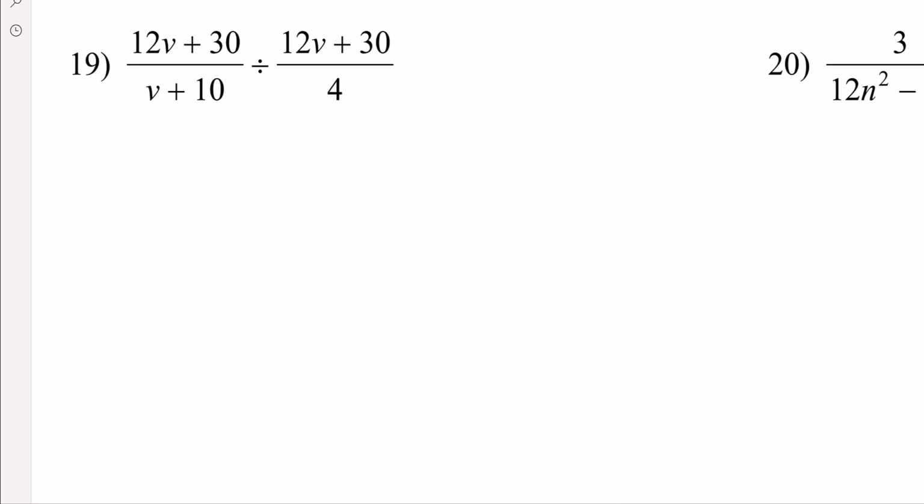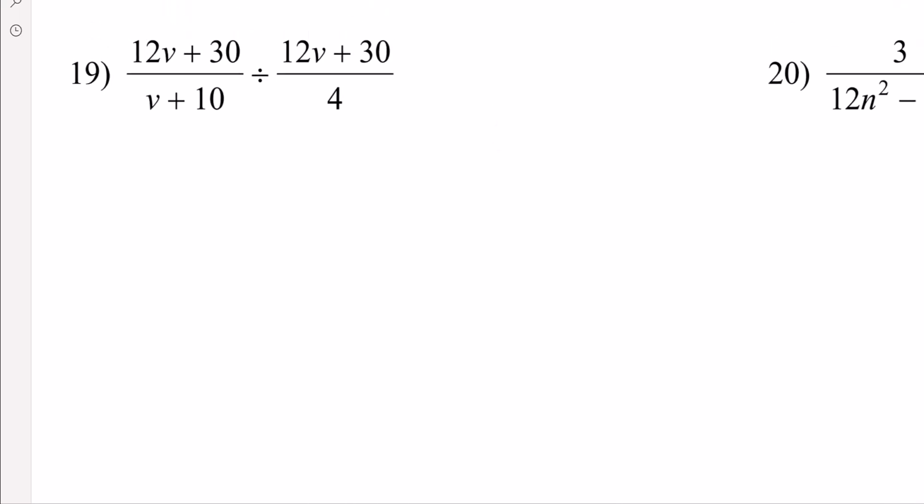Okay, very similar. We are going to simplify these rational expressions, but you have to be really careful because now we've got the divide sign. So before we can start simplifying diagonally, you first have to convert this. Remember what dividing fractions mean? It means the same as multiplying by the reciprocal.